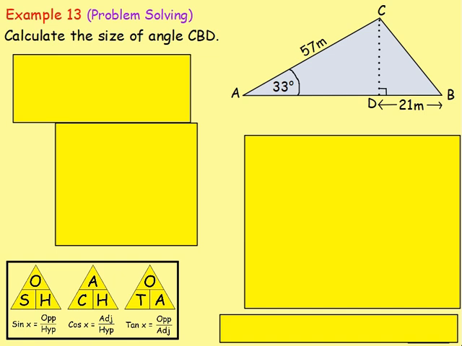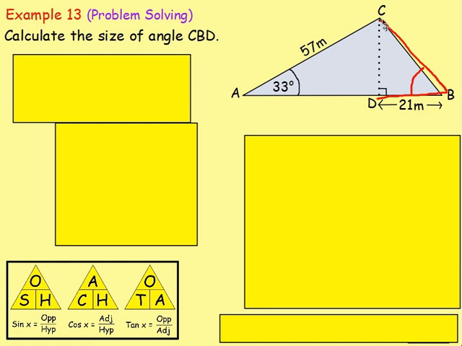And final example, example 13. Calculate the size of angle CBD in this funky picture here. So CBD, going from C to B to D, must be this angle here that we are wanting to find. How do we go about doing that?